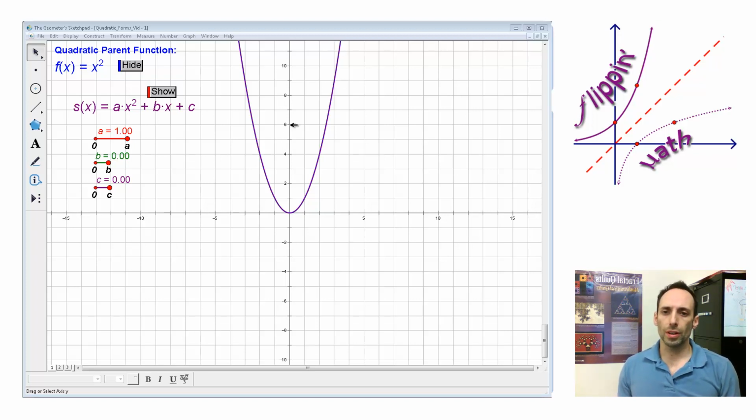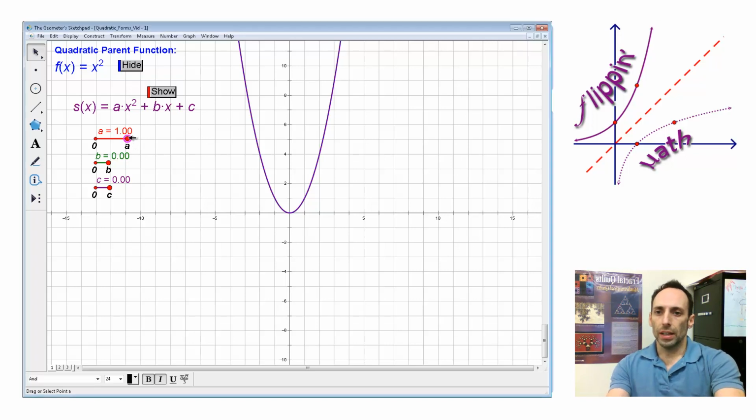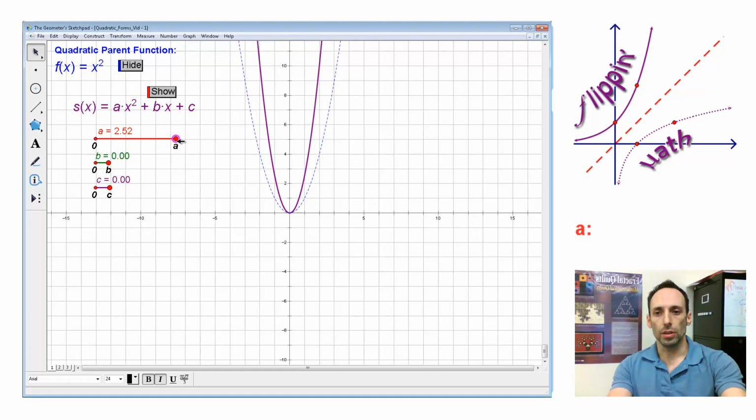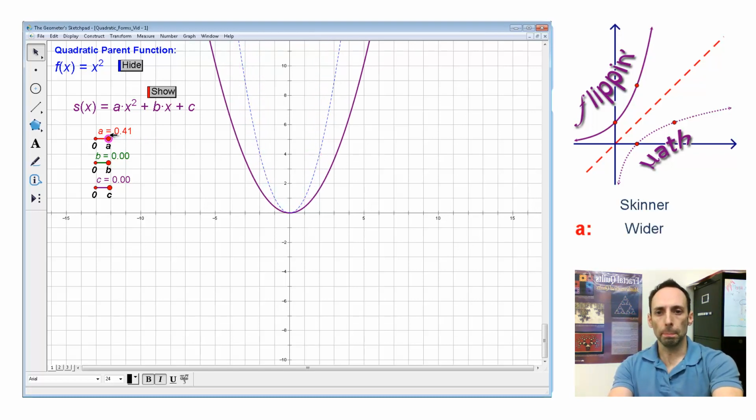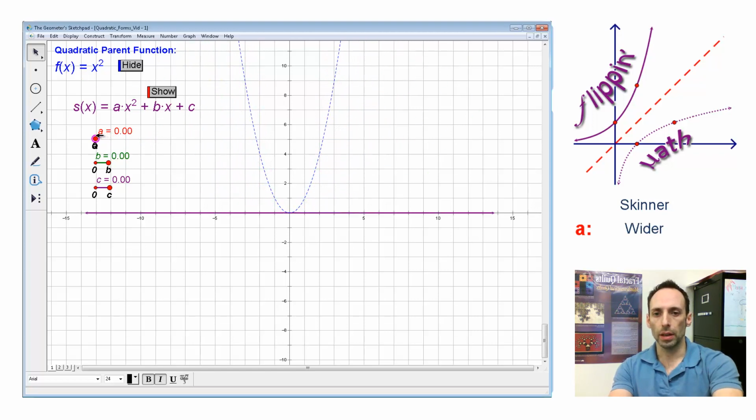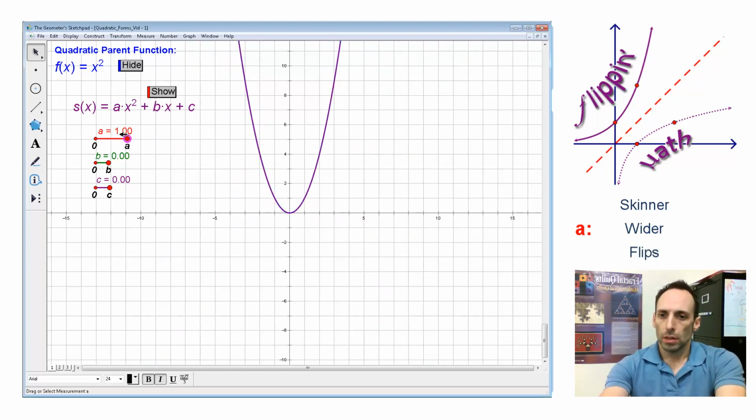So the first one is just kind of a review. We've looked at the standard form, ax squared plus bx plus c, and we talked about what that a and the c do. So, for example, if I click on this a and I make it bigger than 1, it gets skinnier. If I make it between 0 and 1, it fattens up. And if I make it negative, it flips over. Right? All those good things.